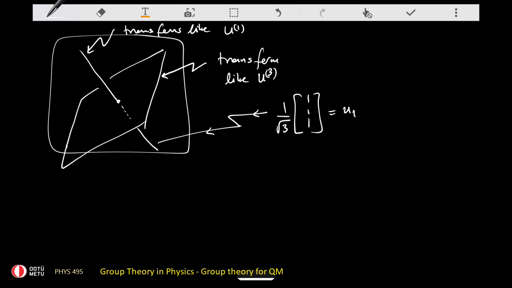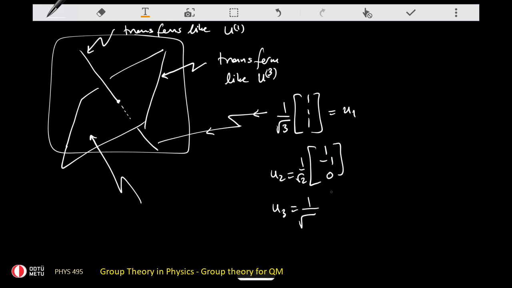So I then need to find a basis for this subspace. In that case, I'm going to define U2 and U3 as two vectors which are orthogonal to the first one. So I'm going to choose 1, minus 1, 0, and 1 over root something, 1, 1, minus 2, and the square root of 6, I think.